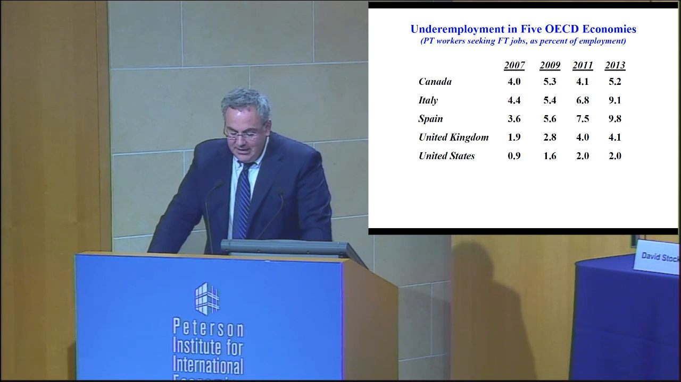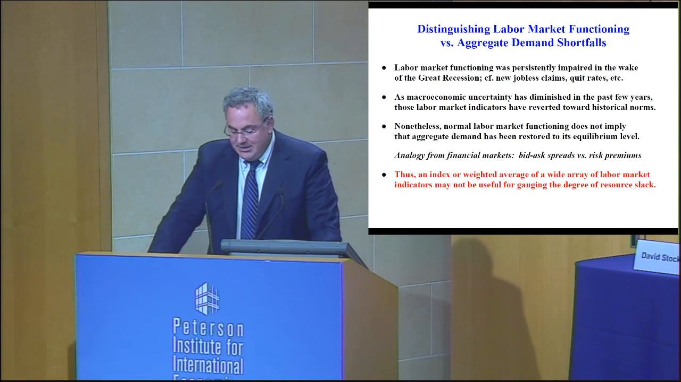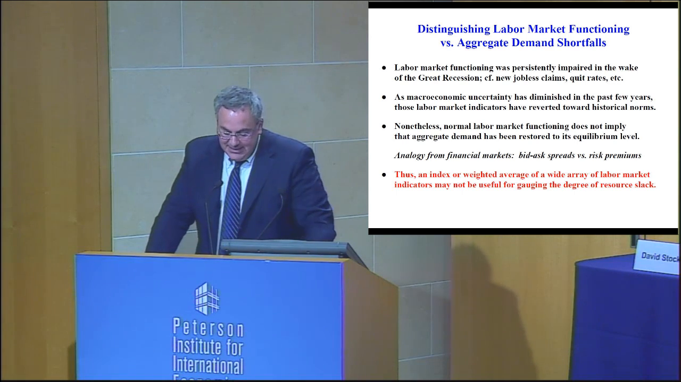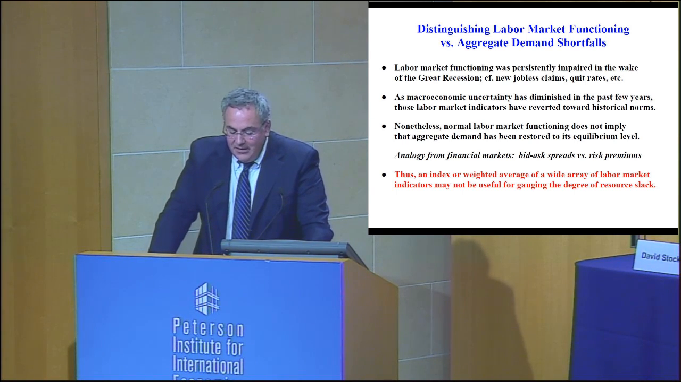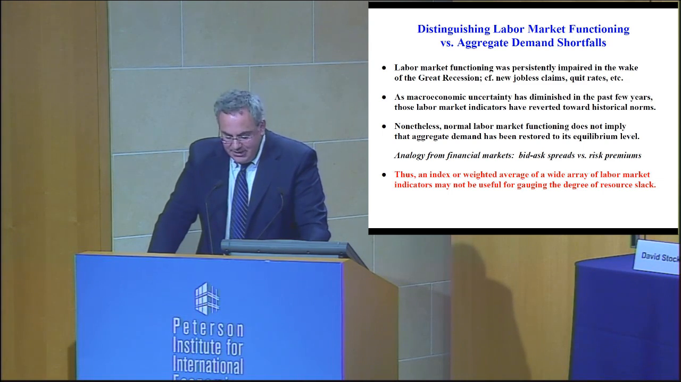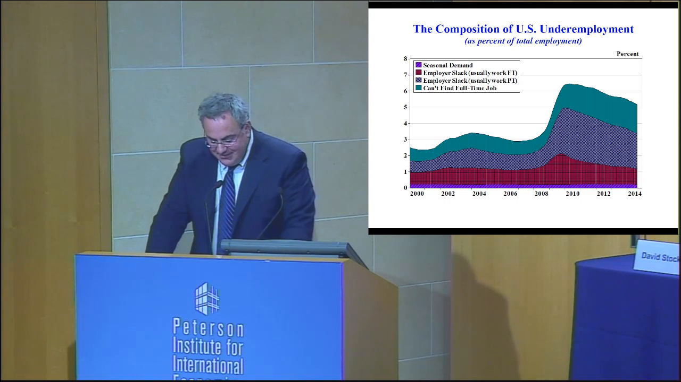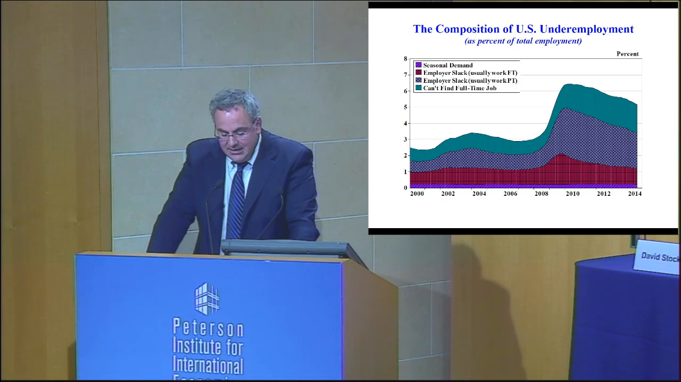So turn the page again. You can see this composition of underemployment. Michael just mentioned this a minute ago. I'm going to actually break it down a little bit more finely than he did. The four components of underemployment. One is just seasonal demand fluctuations. It's a little hard to see, but it's a tiny hatched area at the bottom of the graph that's been very stable over the last 10 or 15 years.